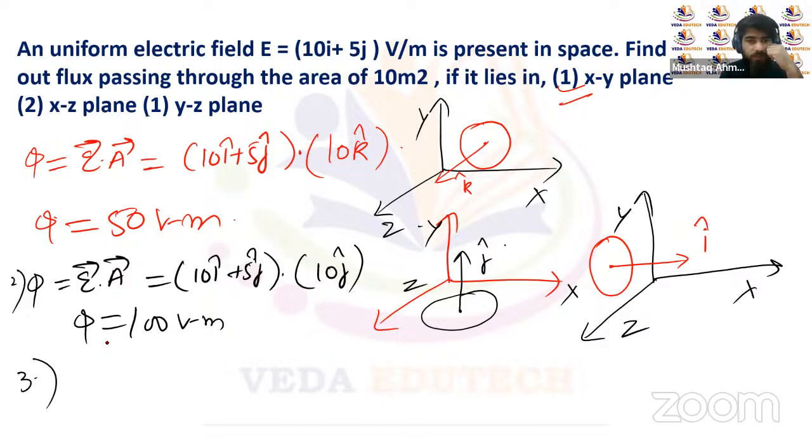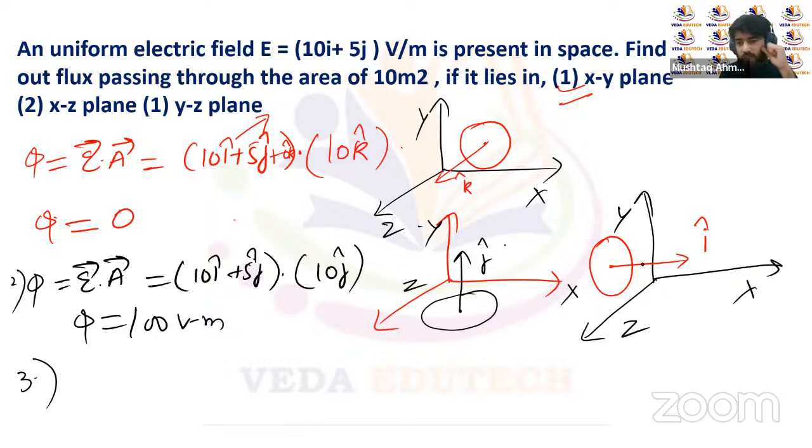Now in the first case, the area vector is along the k cap direction, but there is no component of the electric field along k cap direction. It's only along i cap and j cap. There is a zero component along k cap, so the flux in the first situation has to be zero. So in the first case, the flux through the loop will be zero.